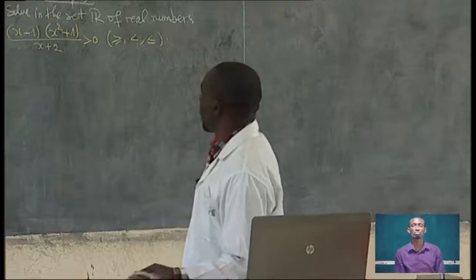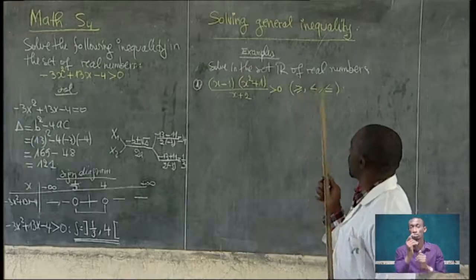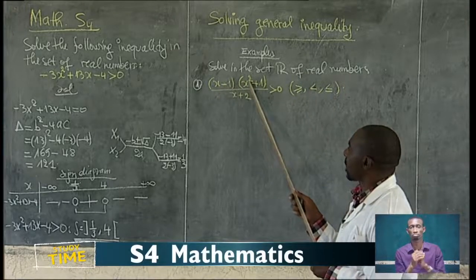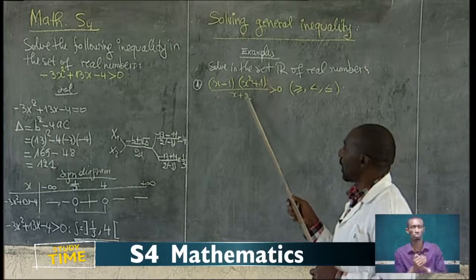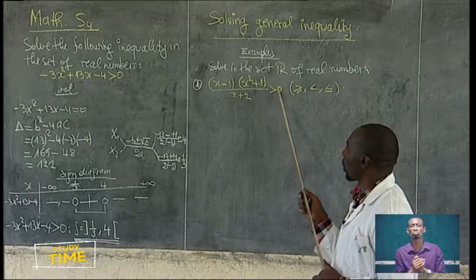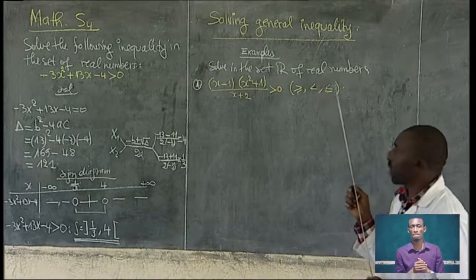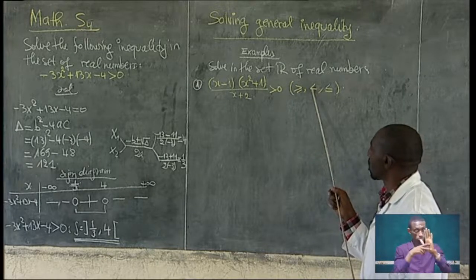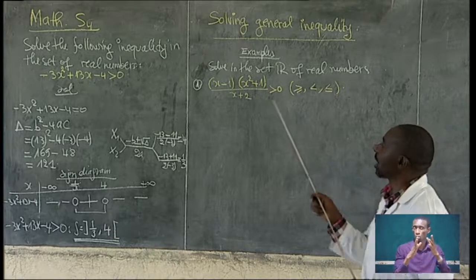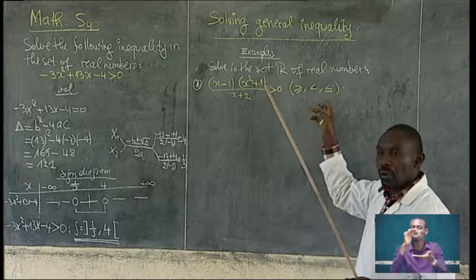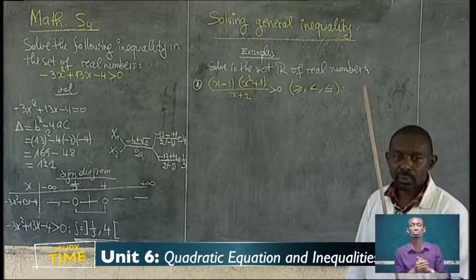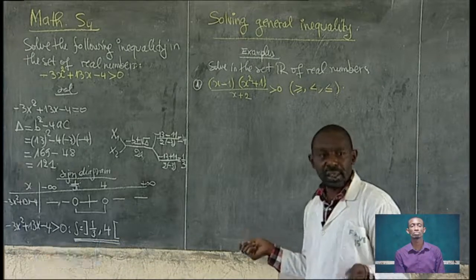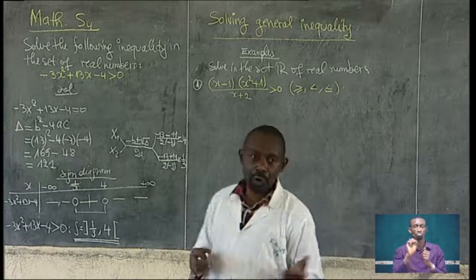Here we have to solve this inequality in the set of real numbers. We have x minus 1 times x squared plus 1 divided by x plus 2, which is greater than 0. Of course, we shall see the other cases where the inequality is greater than or equal to 0, less than 0, or less than or equal to 0. It means that in this example, we have 4 questions. So let us solve our inequality using the sign diagram. Please follow.